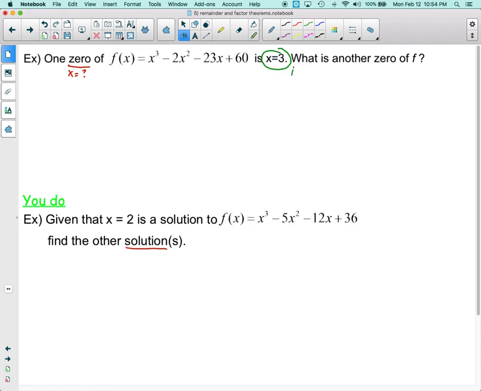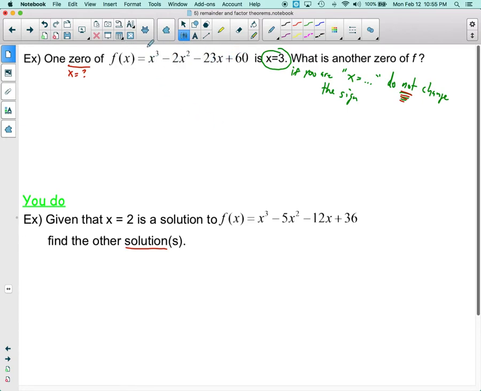Okay? So if you're given an x equals whatever, do not change the sign. That's one of those little things that's so easy to get mixed up or forget. One time I change the sign, one time I don't. I get that it can be confusing, but here's the rule: if you're given the answer, or the solution, or the zero, do not change the sign. If you're given the factor, change the sign. So be really careful about that. Okay. But other than that, everything stays the same.